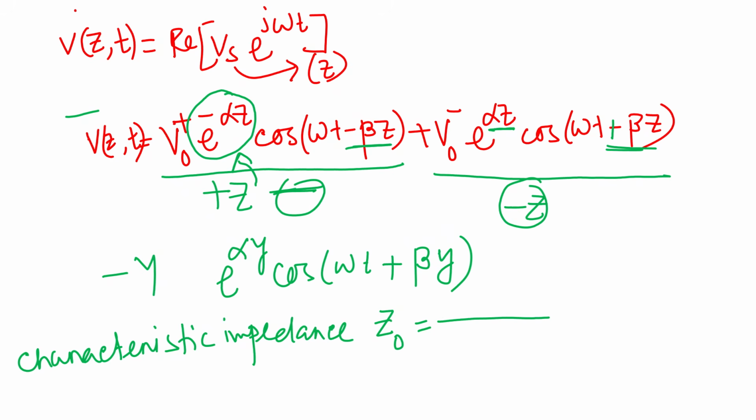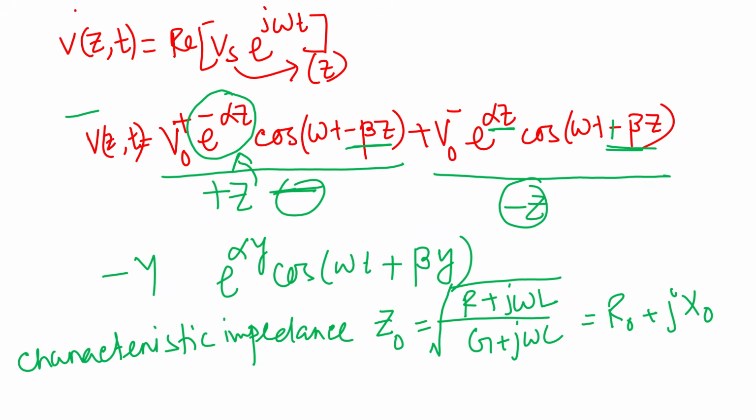And how do we calculate this Z naught? Mathematically, we can calculate Z naught in terms of line parameters, which is the square root of (R plus j omega L) divided by (G plus j omega C). This Z naught is also a complex number, and it can be represented as R naught plus j X naught, where R naught is the real part of Z naught and X naught represents the imaginary component of Z naught.